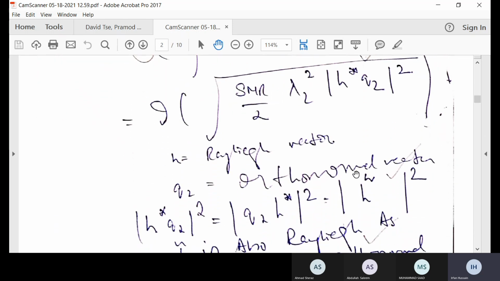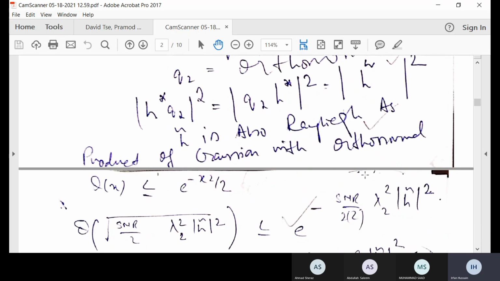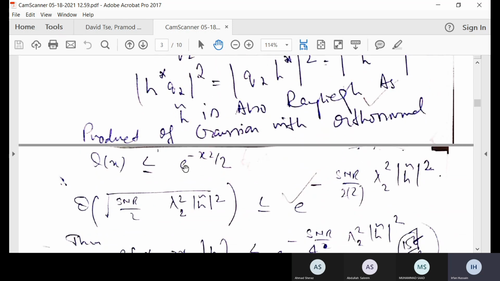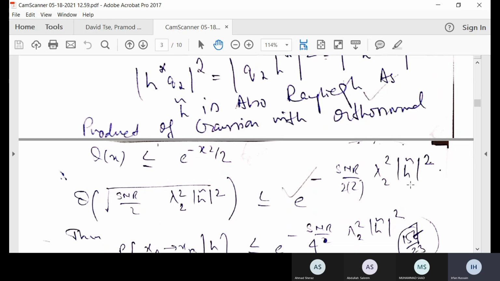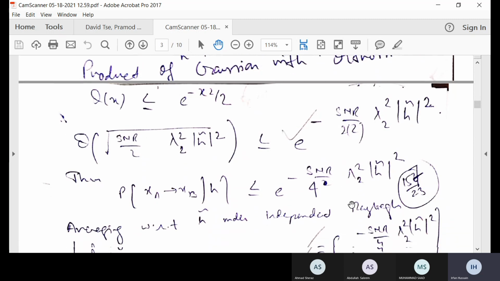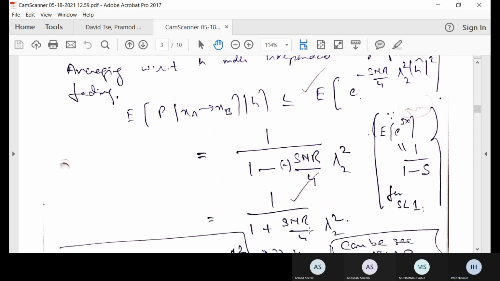Now we know H is a Rayleigh vector, Rayleigh channel. Q2 is an orthogonal eigenvector. So their multiplication will give me another Rayleigh vector because of the orthonormal property of Gaussian vectors. And then you can apply the famous bound that Q of x is less than e to the minus x square over 2. Q of x was this thing, so I take its square. It becomes like this. So the probability will now be governed by this factor. Again, I take the average value of the probability as we have done earlier. We saw the average value is equal to 1 over 1 minus s. So I do 1 over 1 minus s. This is totally s, so 1 minus this will come out. So the average probability of error will be like this.